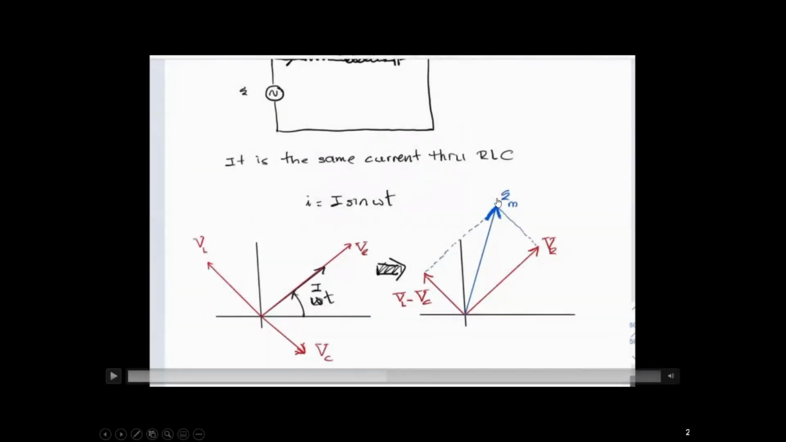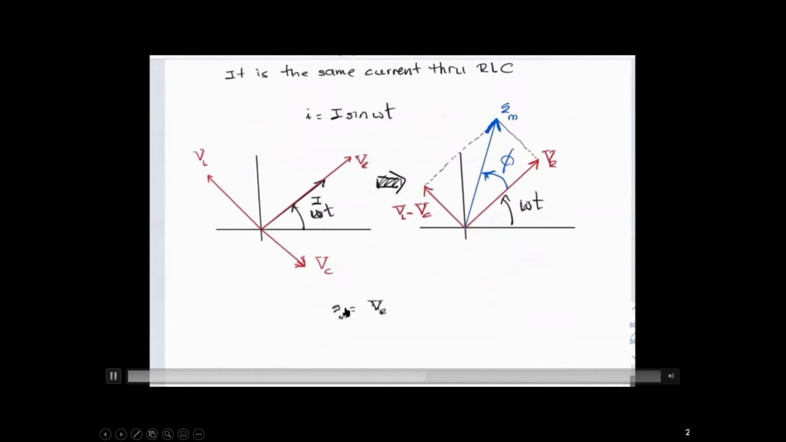Hypotenuse. This is the base, and this is the height. So this difference can be placed right over there. All right, so there's an angle between the maximum electromotive force that the RLC circuit can have, which can be expressed in terms of the voltage drop across the resistance.